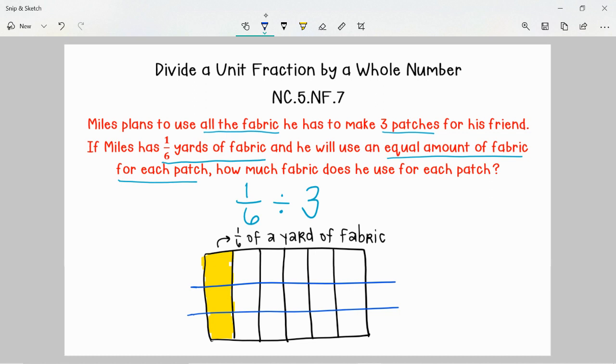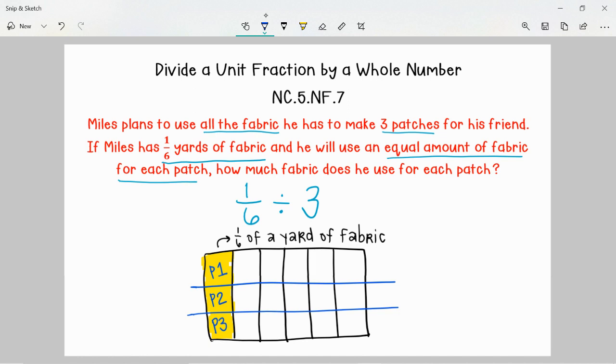So I'm going to label this. Well, this piece would be for patch 1. He would use this part for patch 2. And he would use this part for patch 3. Our job is to figure out, well, how much of the fabric does each of those parts represent? And so what we need to do then is figure out, well, what fraction of that yard of fabric does each of those sections represent?